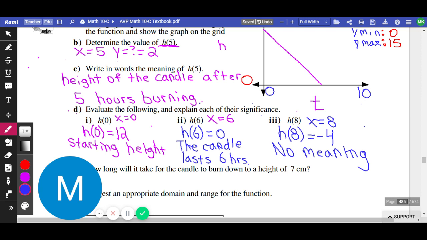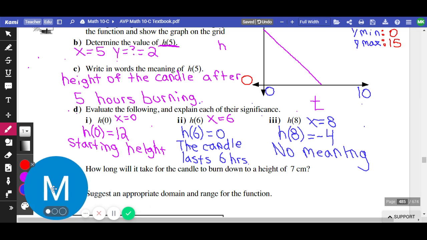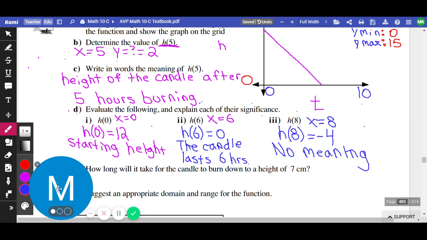Fantastic. Question E. How long will it take for the candle to burn down to a height of 7 centimeters? This time, they gave you an output and they want an input. Right? In every given question, they should be giving you either X or Y. This time they said height equals 7, so they need Y equals 7. If you're looking for that, then they want you to find X. All these questions, they'll give you either X or Y. You have to figure out the other one.